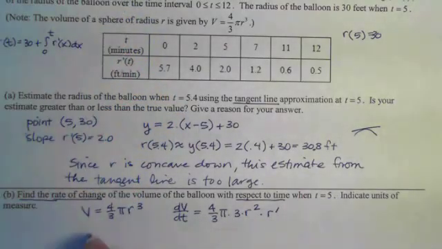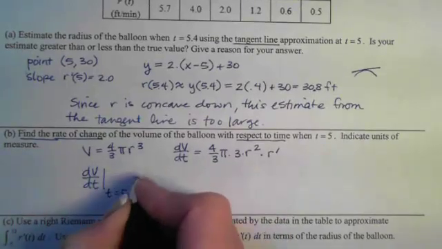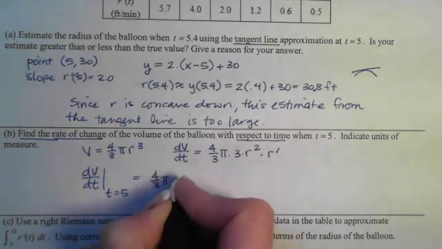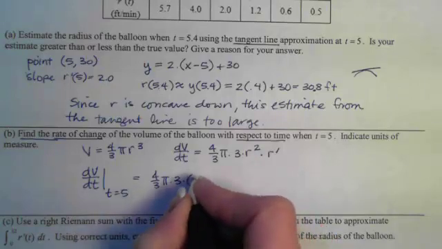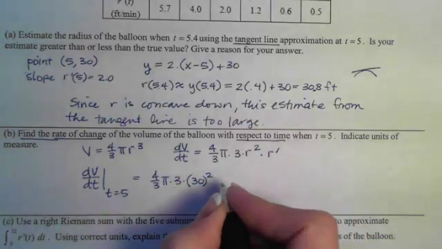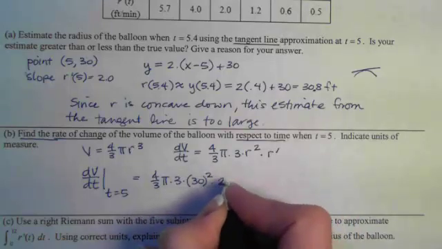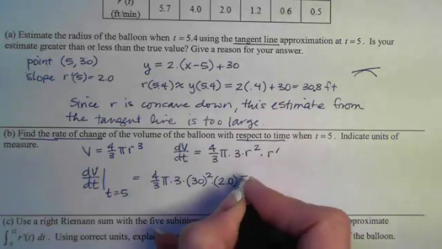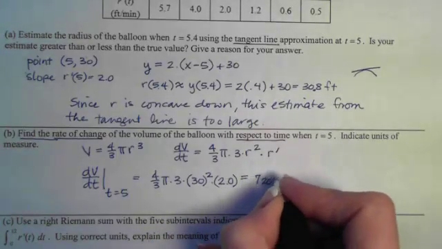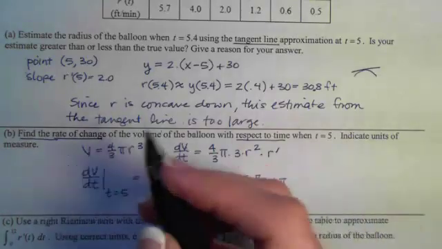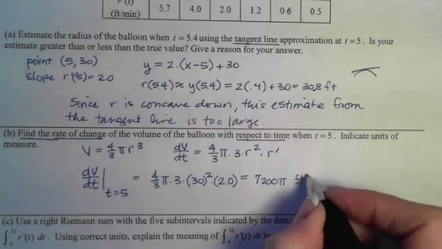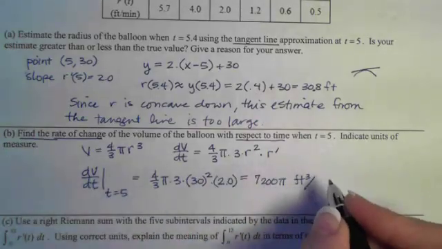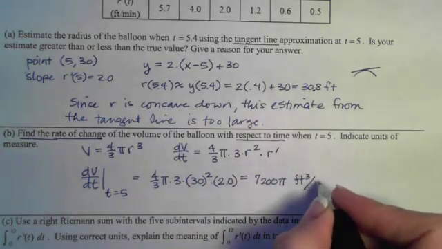If we want that evaluated at 5, then dV/dt when time is 5 equals 4/3 pi times 3 times r of 5, which we knew was 30 from up above, squared, times r prime of 5, which we also figured out from the table was 2. If I multiply this all out on my calculator, I get 7,200 pi, and the unit, since we're doing volume, will be feet cubed per time, and time in this problem is measured in minutes.